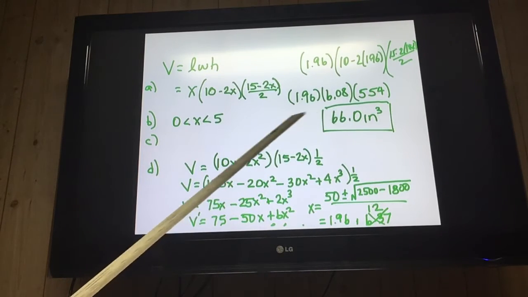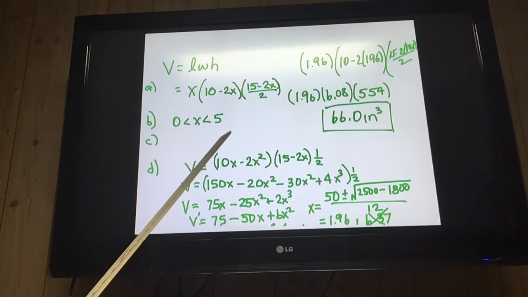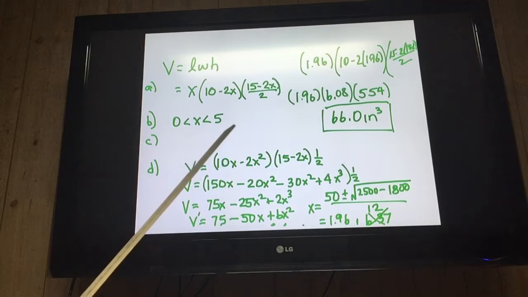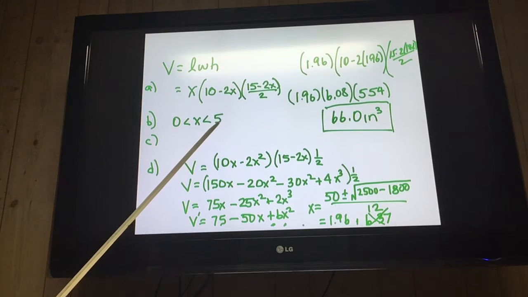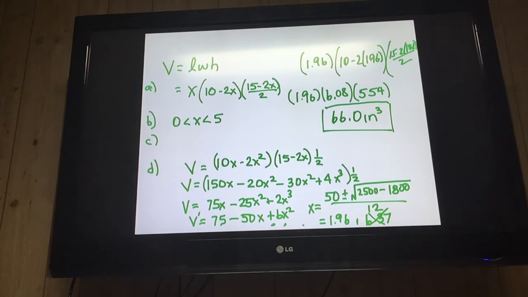And that should match the maximum, because remember, I should have a graph that looks something like this. This is x cubed, so it goes down and up. So this should be the maximum here, and it should be at 66.0, or very close to it on my graph. And it should match. So that is making the box with a lid.